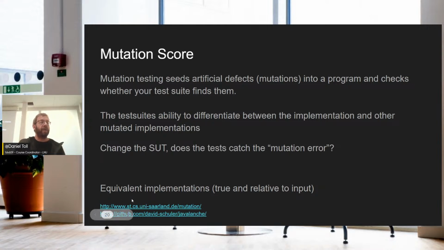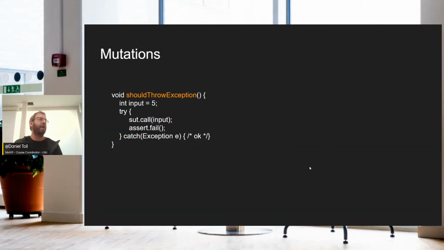There is a problem called equivalent implementations. And that sort of means, what if the mutant is still correct? What if the mutant doesn't matter? If the mutation doesn't matter, then we have another correct version of the system instead of a buggy version of the system. And this actually happens a lot.